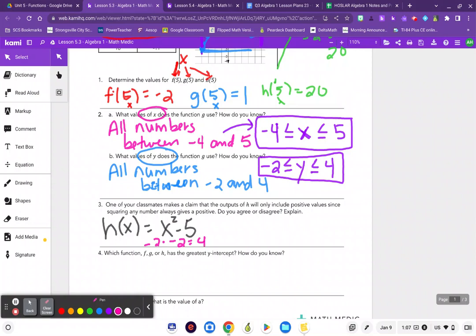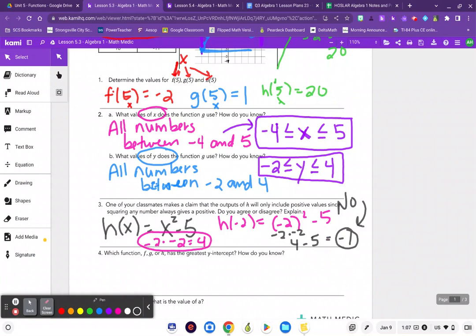And the discussion we had is that we actually disagree. For example, if I use -2, so if I say h of -2, that means I'm doing, in parentheses, -2 squared minus 5. But -2 squared is, like I said, -2 times -2, so I really get a positive 4. But positive 4 minus 5 is -1. So no, I do not agree. And this is called a counterexample. You came up with an example that goes against their claim, okay? So just because you square negative numbers and make them positive doesn't always mean your final answer is positive. That subtraction of 5 could force some of my answers to be negative.